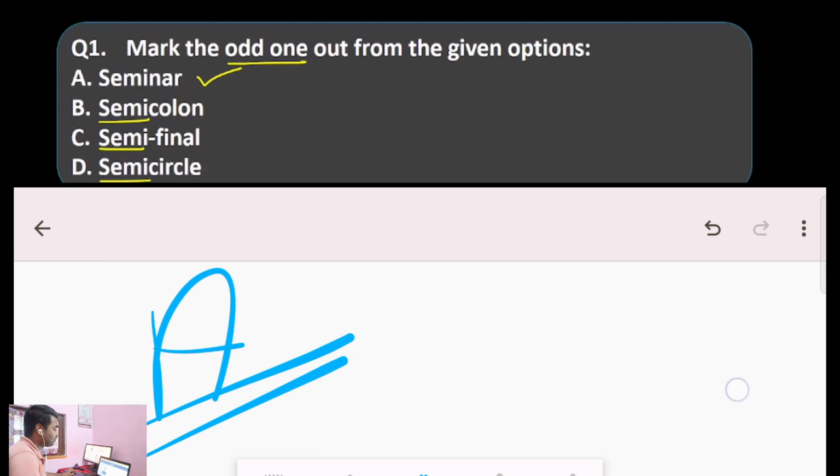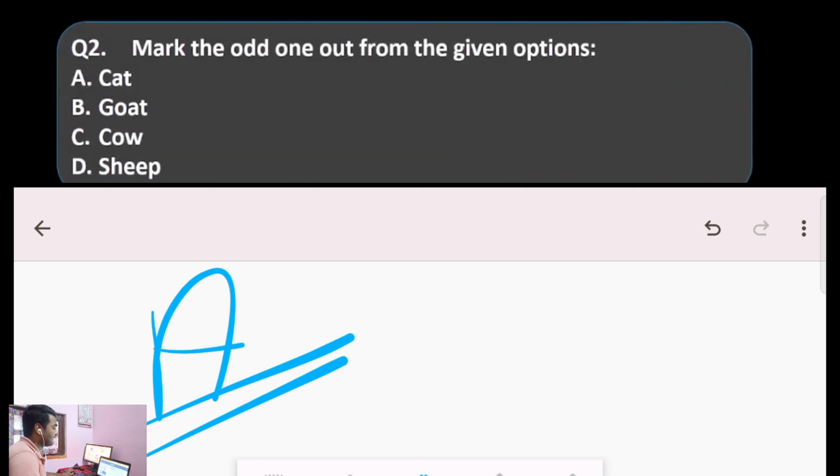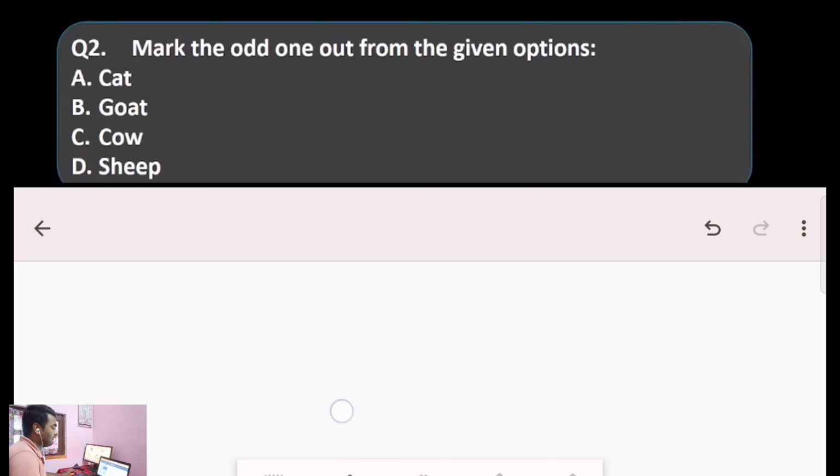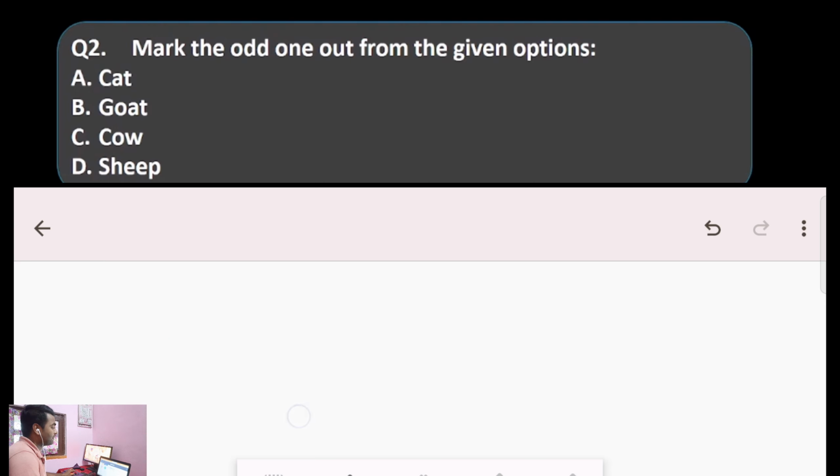Let's get started with the second question. The second question says mark the word odd one out from the given options. So pause the video and see which is the answer. Do not cheat; I am giving you a chance to solve this question on your own. I will wait for 2 seconds. So let's talk about the answer.